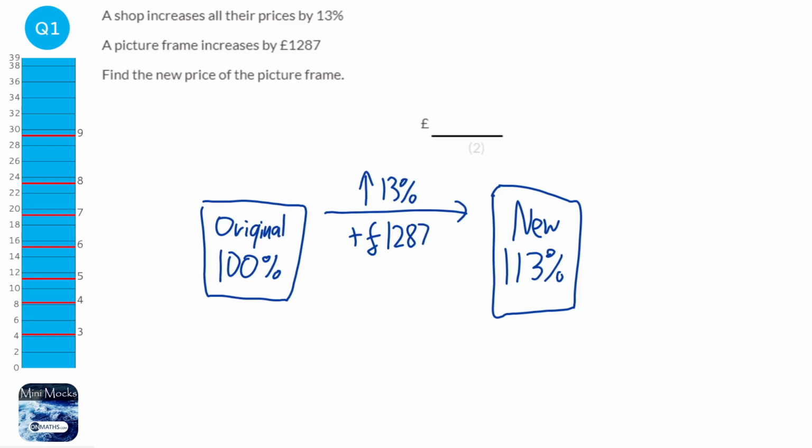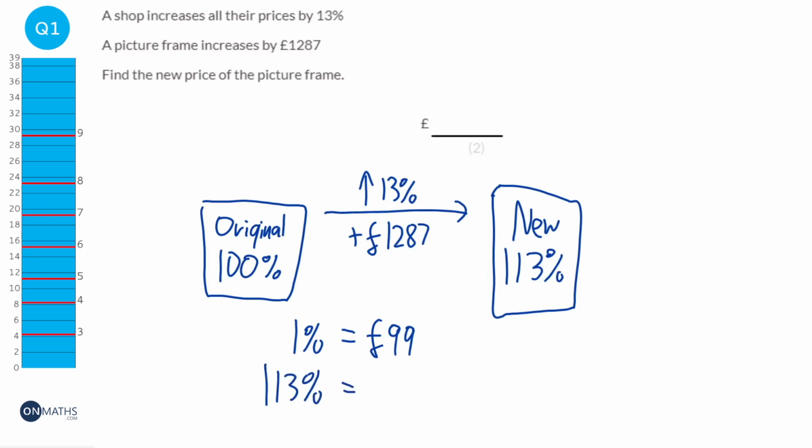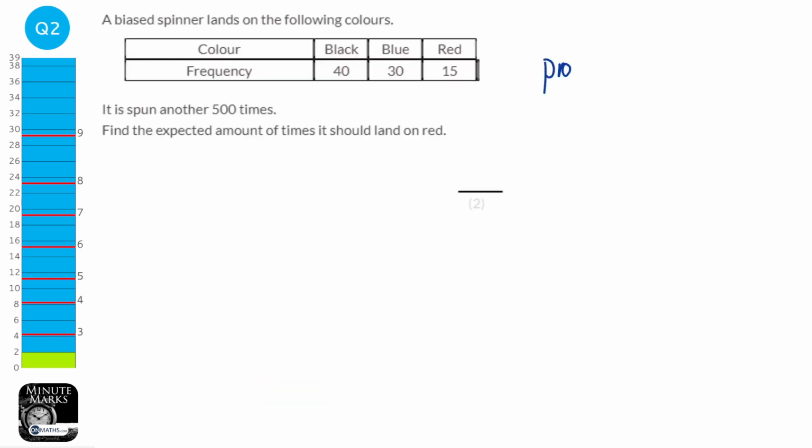So what we're going to do is work out what 1% of the price increase is. Instead of 13%, we're going to work out what 1% is, and we're going to do that by dividing the amount by 13. And we get 99. So 1% of the original represents £99. But the new amount is 113%, so we need to times the £99 by 113, which gives us £11,187. So the picture is now worth £11,187.